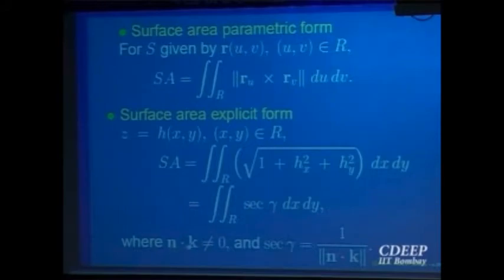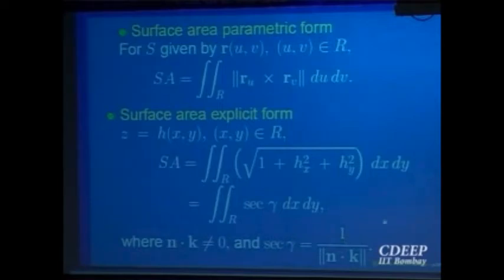So whenever n dot k is not equal to 0, the surface area can also be represented as the double integral of secant gamma. It will look like a function of one variable, but actually it depends on the angle at that point x, y. So it is a function of two variables. This is the angle between the unit normal at that point, which is a function of two variables, and k. And secant gamma is of course 1 over n dot k.